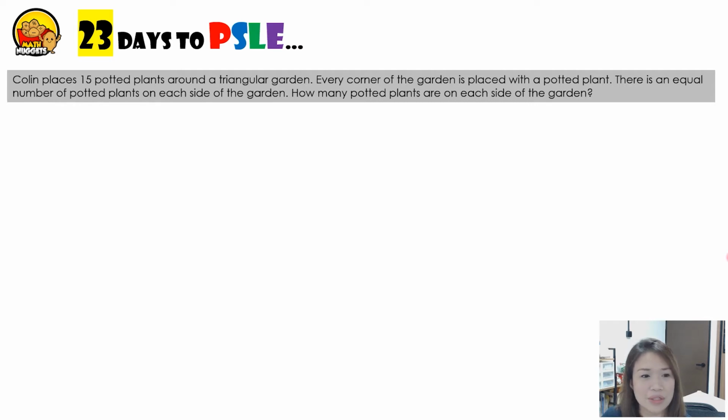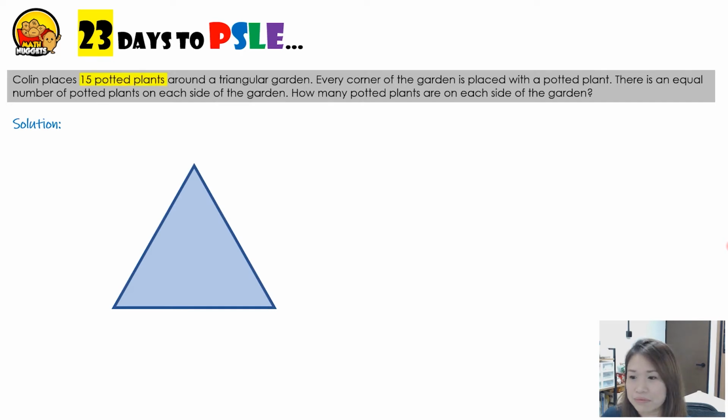Okay, so this is the triangular garden. There are a total of 15 potted plants. Now, important thing is this, there's one plant on each corner. So let's place one plant on each corner. So equal number of plants all lined up. Alright.